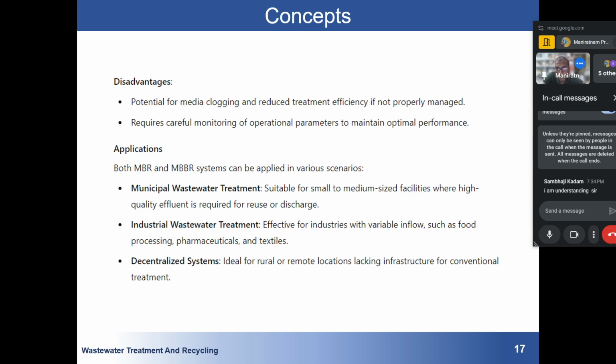Okay. And if we look at the application of the MBR and MBBR, it is suitable for small to medium size facilities where high quality effluent is required for reuse or discharge. Remember, these kinds of investments are made if we are treating our wastewater for reuse. There is one country, Israel, where they are reusing around 80% of their wastewater. They are investing heavily in their treatment process, so they are using this kind of technology.